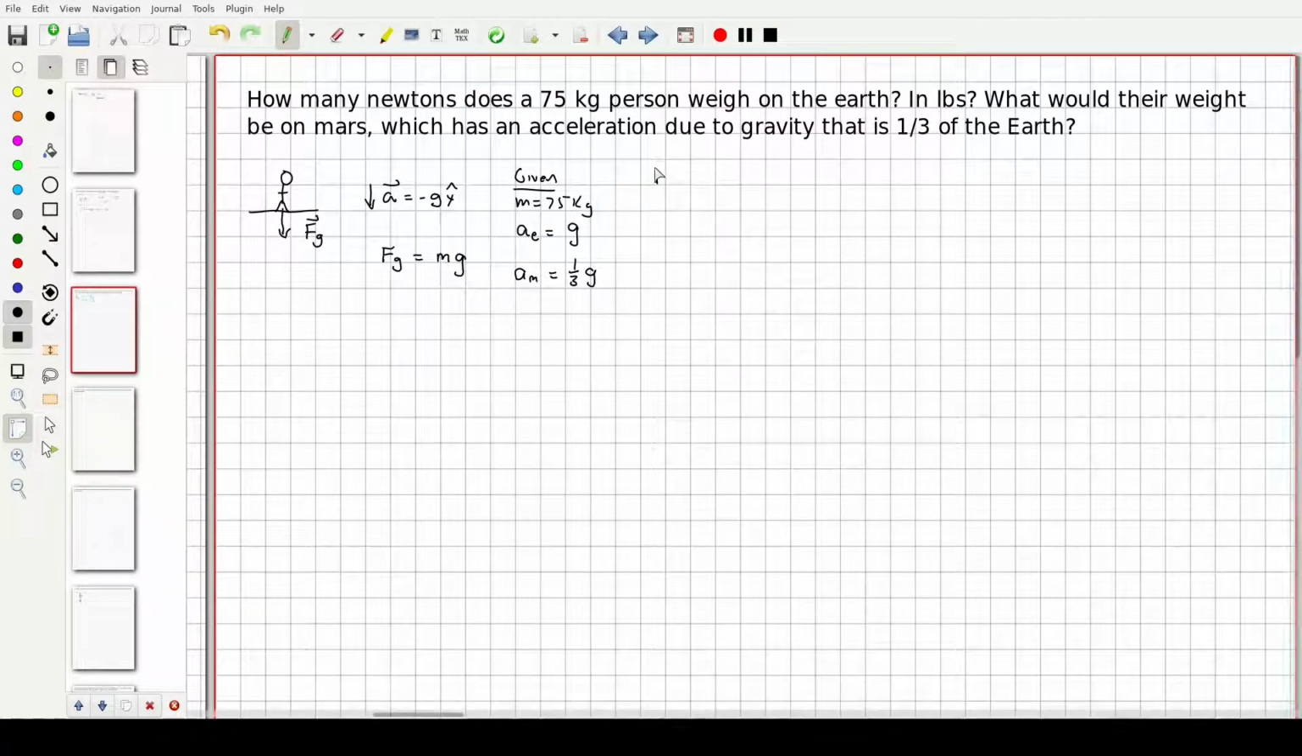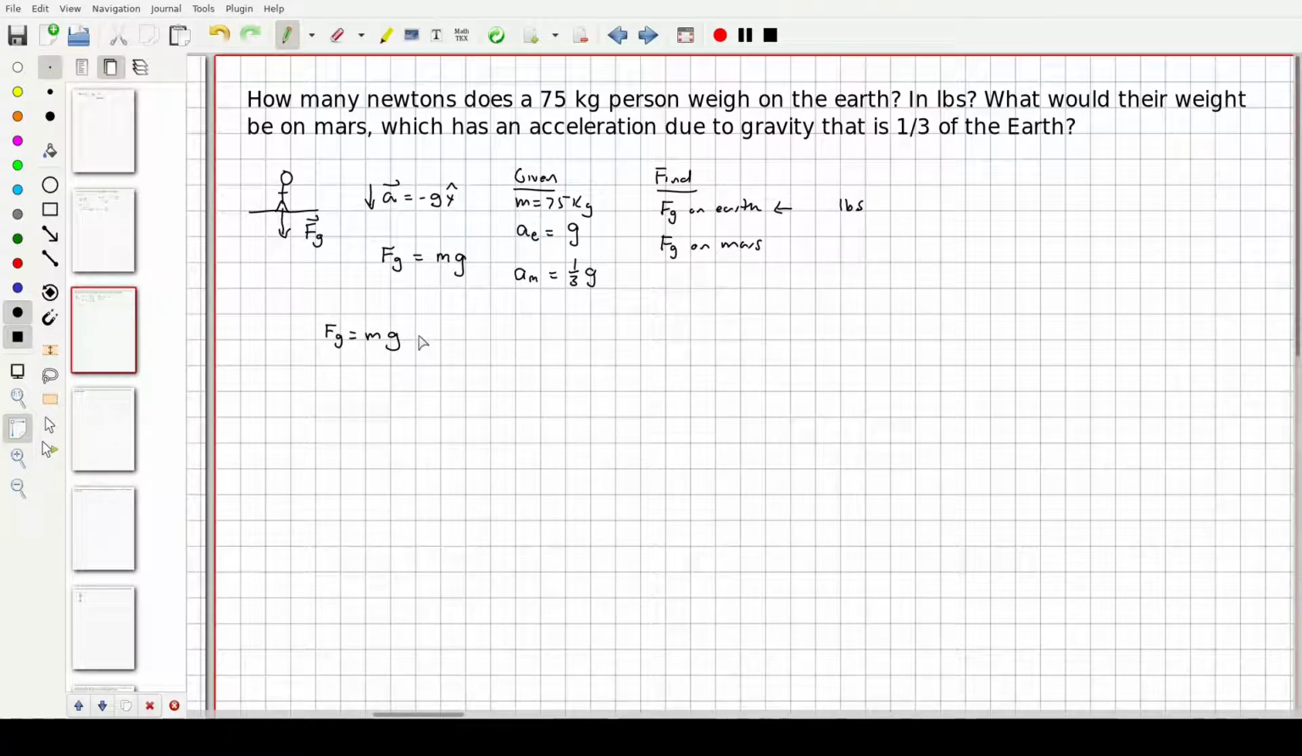We would like to find the weight on Earth, the weight on Mars, and also the weight here in pounds. Okay? So, we're going to use our gravitational equation right here. F sub g is equal to m times g.